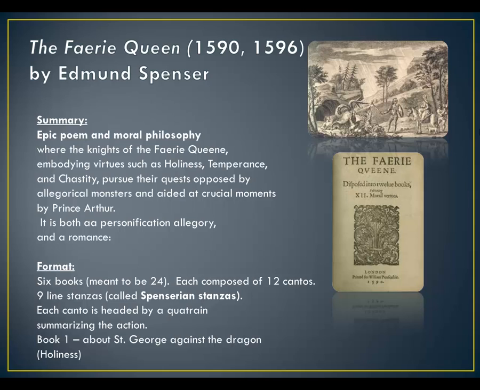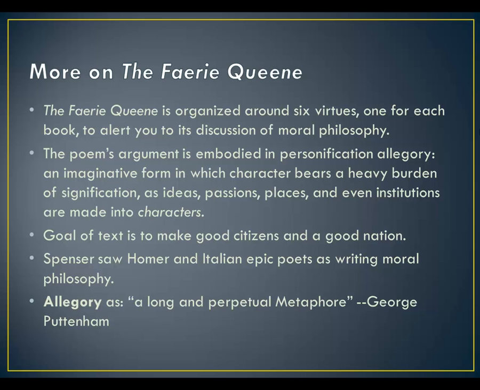Each canto is headed by a quatrain that summarizes the action. Book 1 is about St. George or Red Cross, against the dragon, and the whole moral theme is about holiness. So the Faerie Queene is organized around these 6 virtues, one for each book, to alert you to the discussion of moral philosophy, the idea of how you're supposed to be.